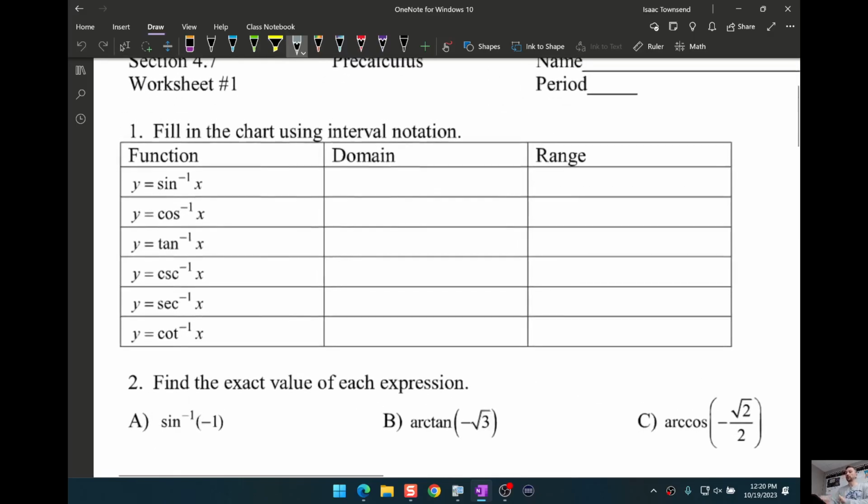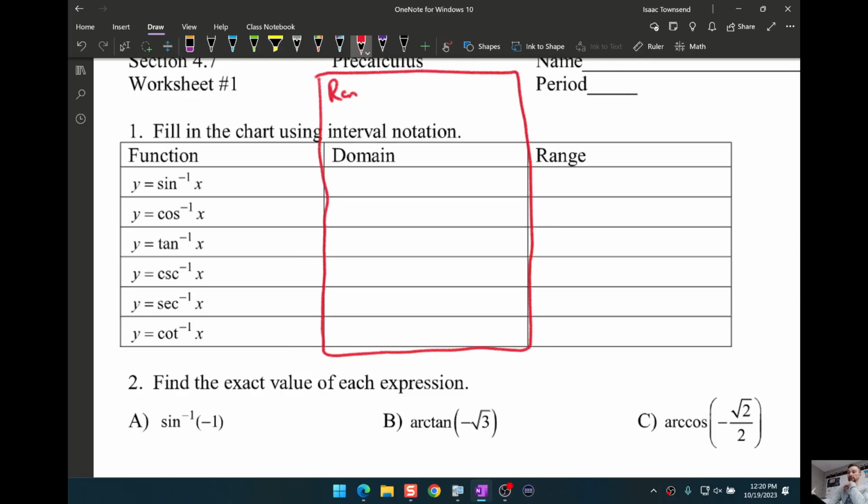Okay, so question number 1. So we have always put this on the quiz and the test, so it's a good handful of points. But this part really shouldn't feel new to you. I know we have it in your notes. But the domain of the inverse trig functions is the same as the range of the regular trig functions.